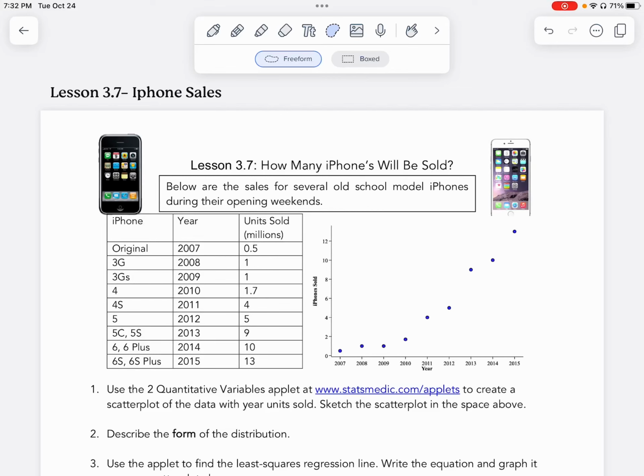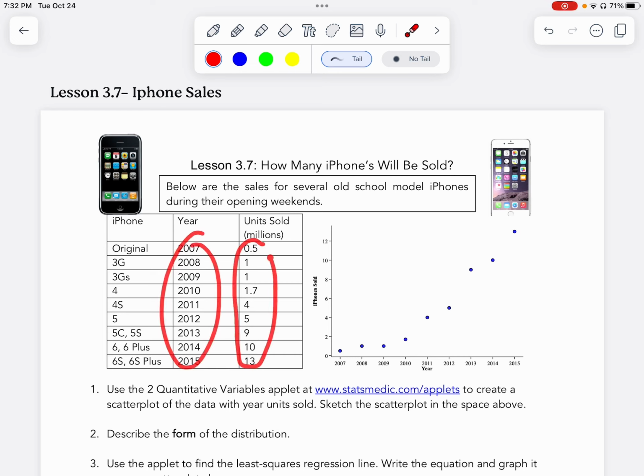All right, everybody, this is the 3.7 lesson, all about iPhones, and specifically, it's giving you data here of the iPhones that came out in these years and how many they sold on opening weekend, just opening weekend. So way back in 2007 was the original iPhone. They sold 500,000 in the first weekend. Then in 2015, the 6S Plus was the latest, and they sold 13 million iPhones in the first opening week. Crazy, huh?